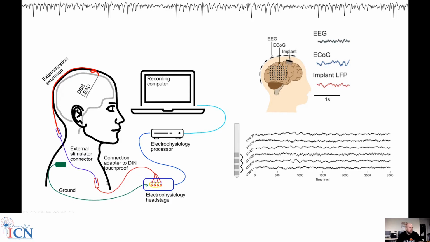And then you will likely have some kind of connection adapter to your electrophysiology head stage. In our case, that is often a touch-proof adapter, a standard EEG connector. In addition to the DBS lead itself, you always need a ground electrode to make sure that you can get rid of noise from the room and from the power lines. You use a recording computer that is connected to an electrophysiology processor, and then you can get some beautiful LFP activity from different recording contacts in the DBS lead.